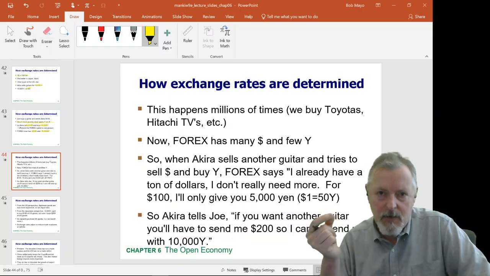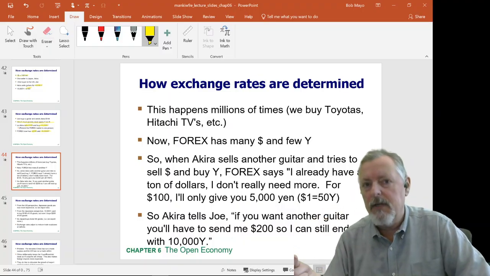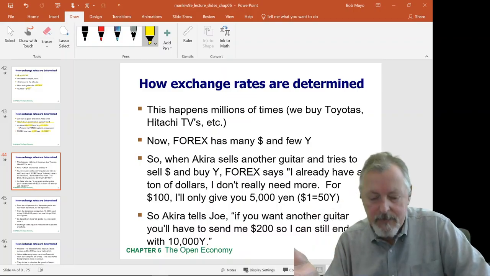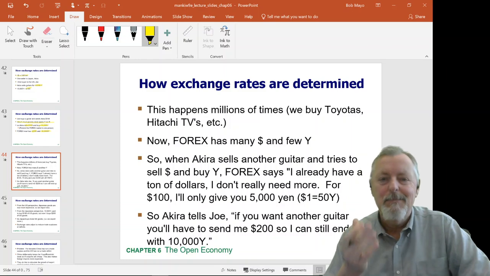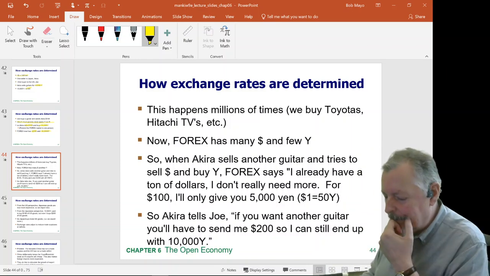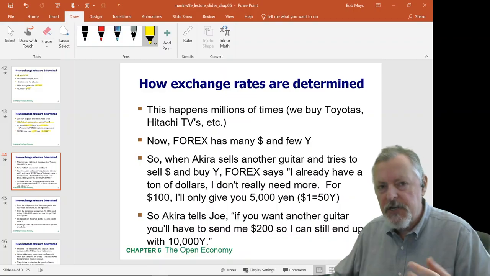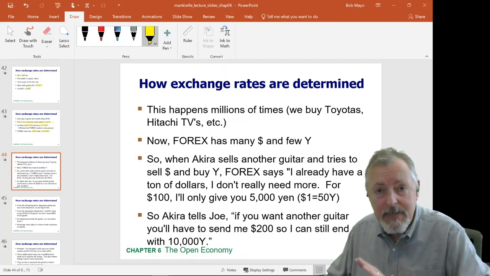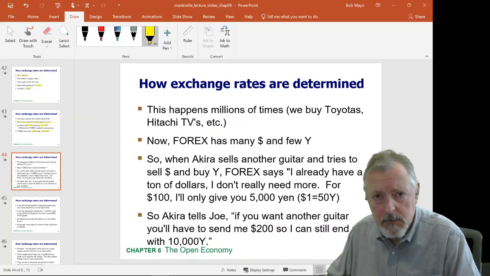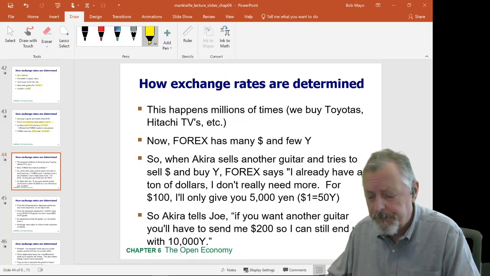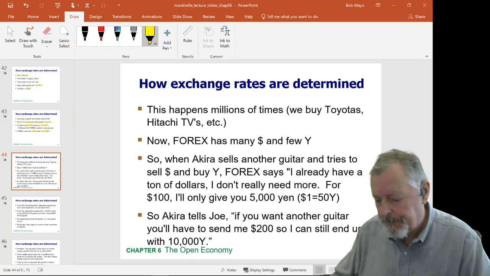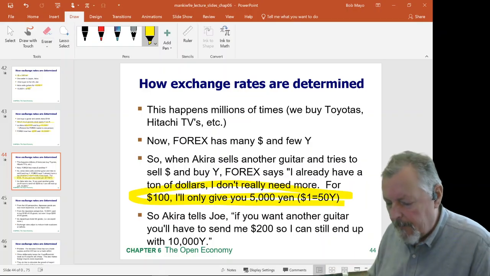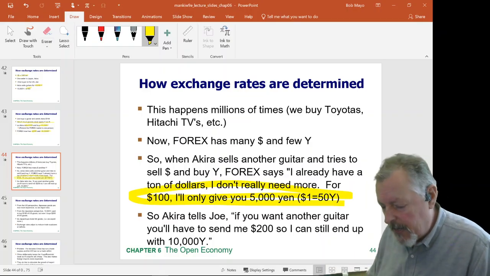Can you think of how Akira could persuade the foreign exchange market to make the trade, to take even more dollars, another 100 of them, and cough up some yen? By changing the price. The foreign exchange market says, all right, I'll trade the dollars and the yen, but I'm not going to give you 10,000 yen for $100. I'll give you 5,000 yen. At that rate, I'll do it. So, for $100, I will give you 5,000 yen.